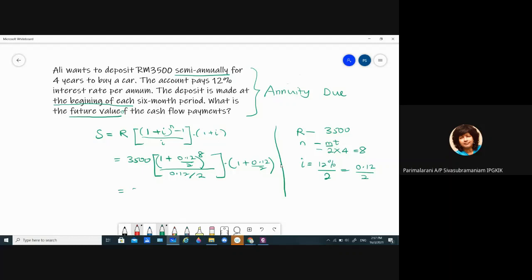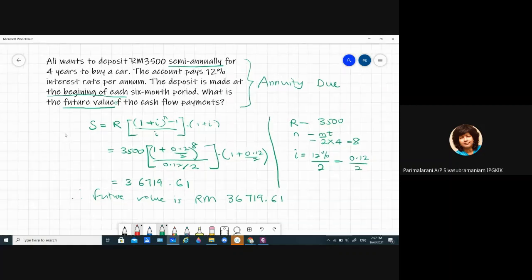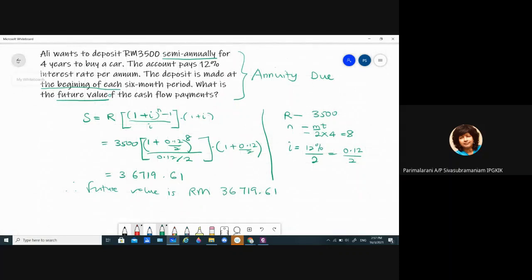Okay, so do the calculations, you can check this in your calculator later. You can check my answers. So you have this amount. So future value is 36,719 and 61 cents. Okay, this is how we do annuity questions. Okay, let's do one more example.